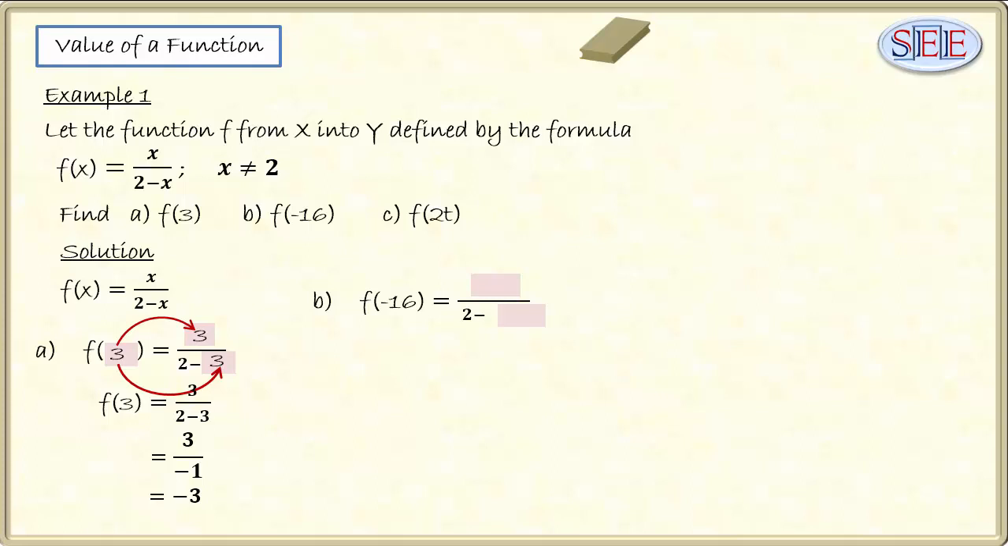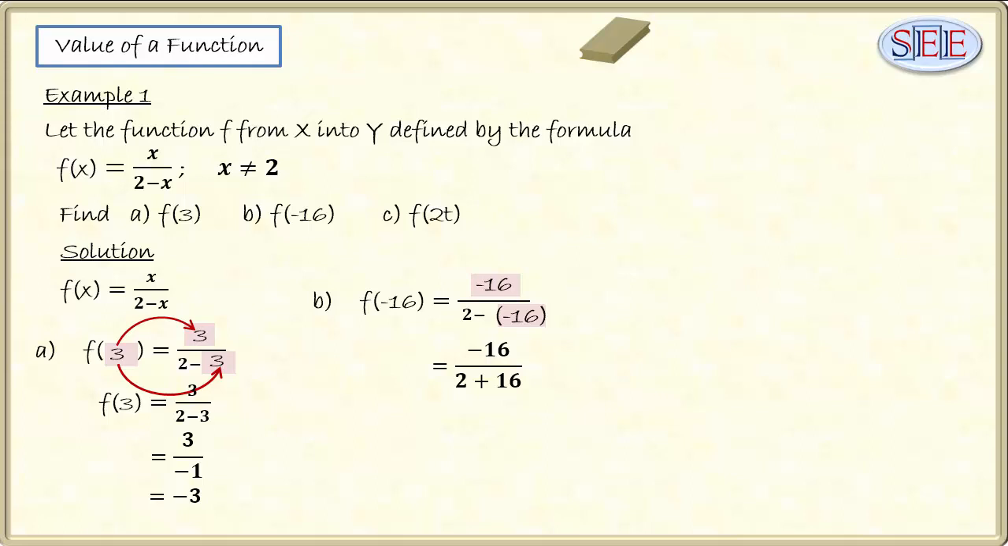So minus 16 will now be put inside each of these boxes. So you have f of minus 16 equals to the box all over 2 minus the box. So I'll put minus 16 in each of the box. So I'm going to have minus 16 all over 2 plus 16. The plus is from the minus. Look at the minus there, it changes to plus.